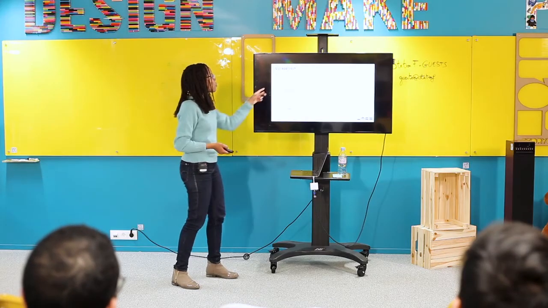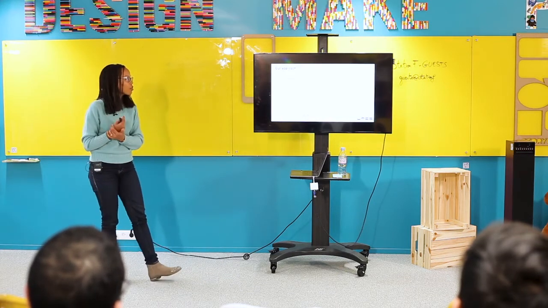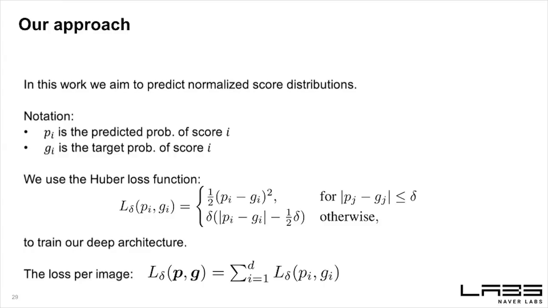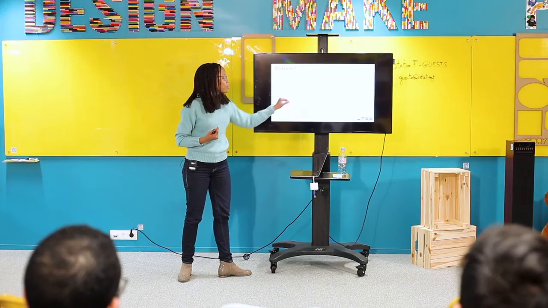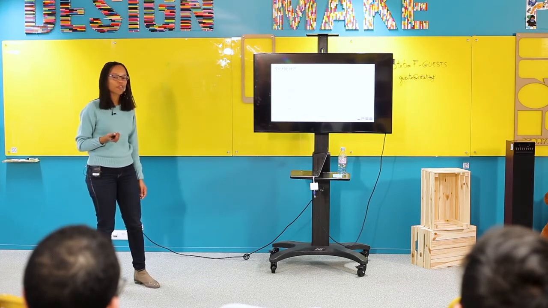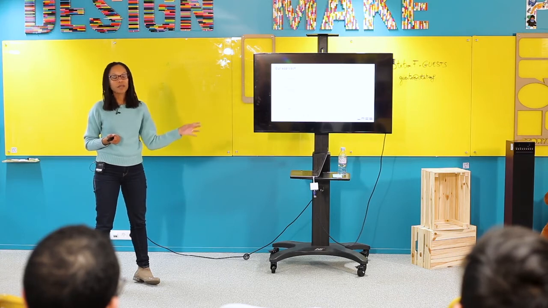So as I mentioned, in this work, what we want to predict are score distributions, but normalized ones. So they're actually a probability distribution. And by that, we simply mean that we take a histogram and we just normalize it so that it sums to 1, so that it's a probability distribution. Given this notation, P is the probability of an image getting a certain score, and G is the target probability. So G is the actual distribution that was given to it, and P is what our model predicts, okay? We use a certain loss function. This loss function is used very frequently for regression problems. If any of you are familiar with problems like object detection, for example, this is a very typical loss function for that.